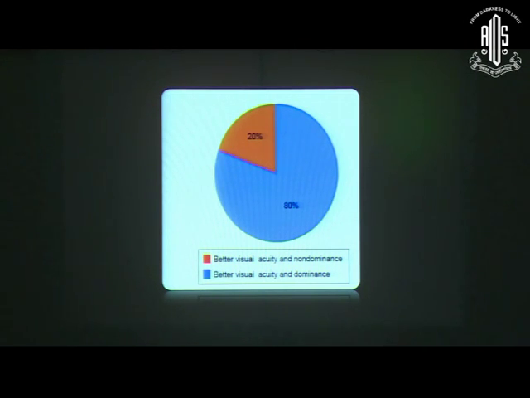That means you have a patient who comes to you with bilateral cataract, he has 20/40 in the right eye, 20/25 in the left eye. 80% of the time, the left eye will be the dominant eye, 20% of the time, the right eye will be the dominant eye, in spite of the fact that he has better visual acuity.